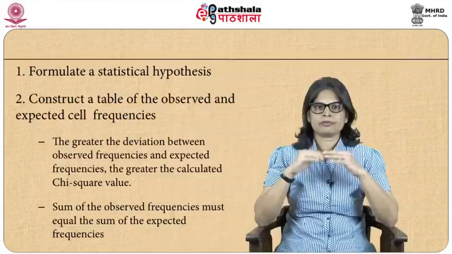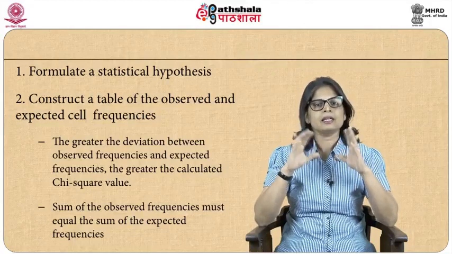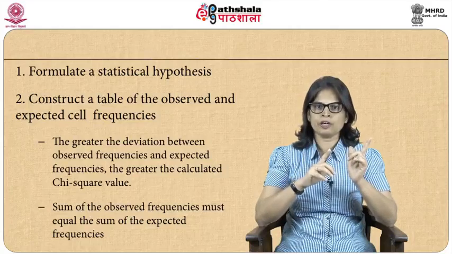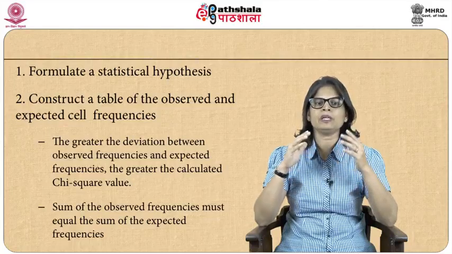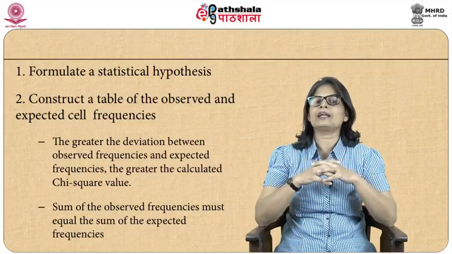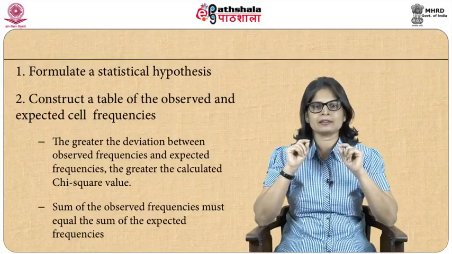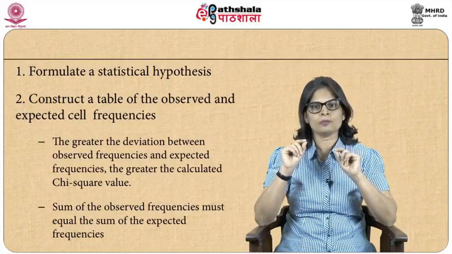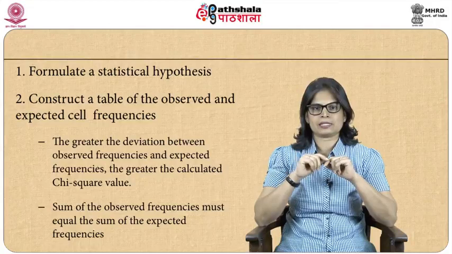How do you deal with this problem using a chi-square test? The steps are as follows. First, formulate a statistical hypothesis. Next, construct a table of the observed and the expected cell frequencies. The greater the deviation between the observed and the expected frequencies, the greater is going to be the calculated chi-square value. Also, the sum of the observed frequencies must be equal to the sum of the expected frequencies.